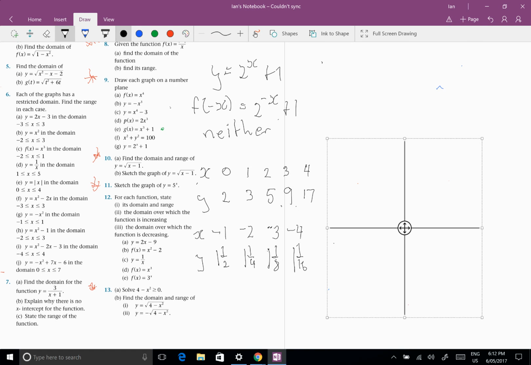Okay. Let's plot our points. So we've got 0 and 2. We've got 1 and 3. We've got 2 and 5. We've got 3 and 9. I'm not going to put 4 and 17. It's going off the chart. I've got -1 and 1.5, -2 and 1.25, -3 and 1.125. Oh, that last one's a bit dodgy.